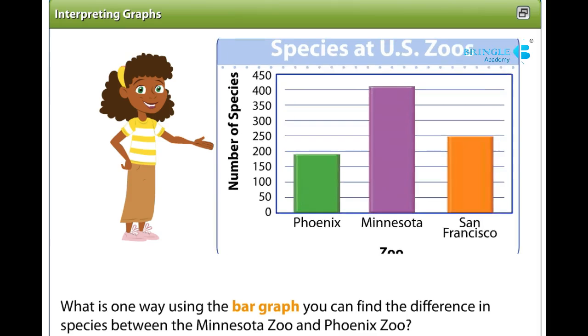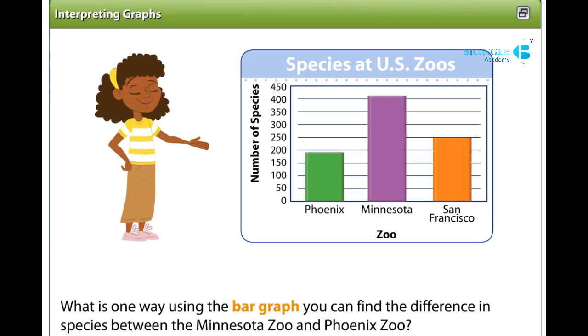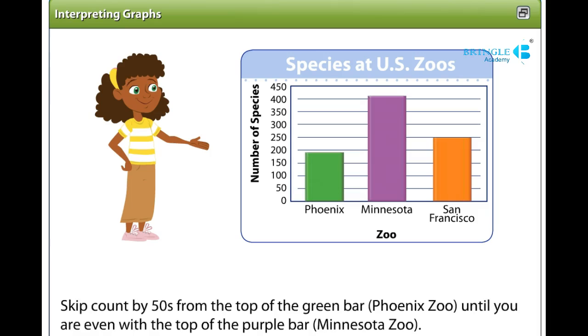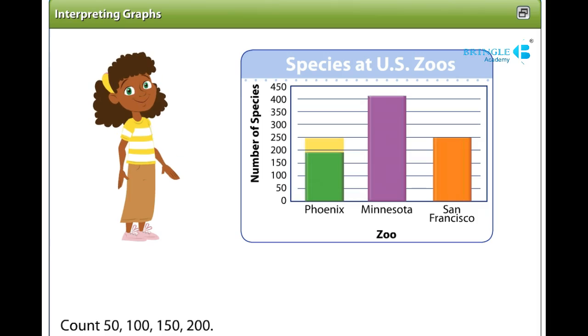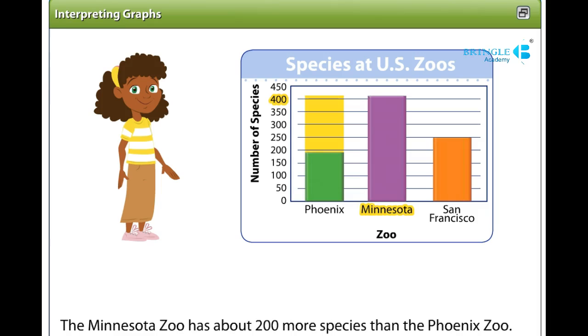What is one way using the bar graph you can find the difference in species between the Minnesota Zoo and Phoenix Zoo? Skip count by 50s from the top of the green bar, Phoenix Zoo, until you are even with the top of the purple bar, Minnesota Zoo. Count 50, 100, 150, 200. The Minnesota Zoo has about 200 more species than the Phoenix Zoo.